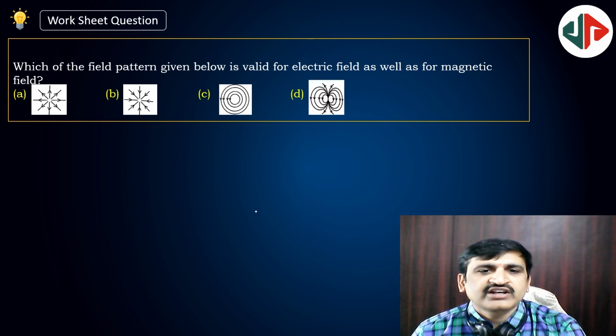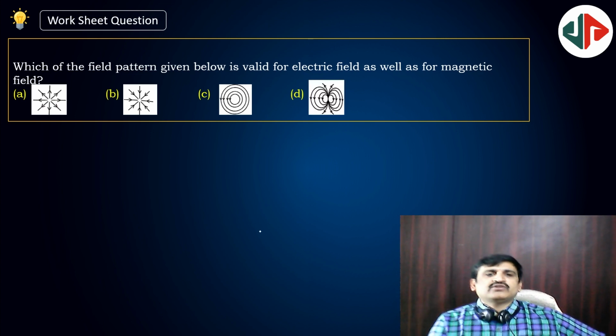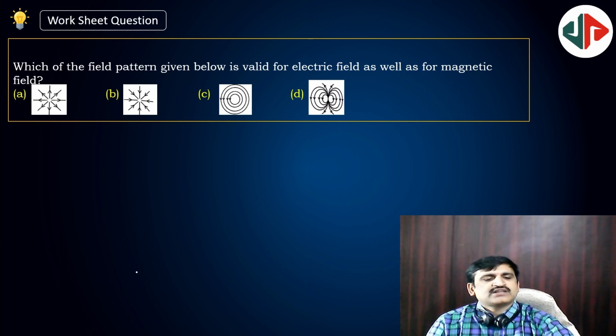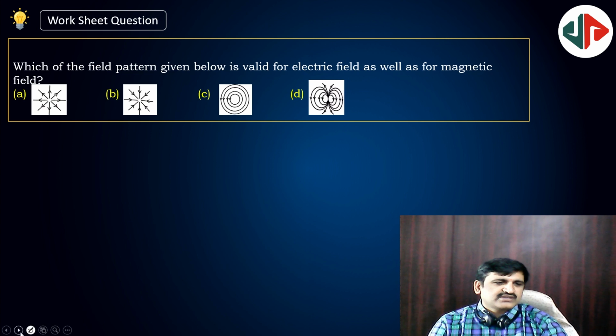Which of the field patterns given below is valid for electric field as well as for magnetic field? Both. Emerging, converging, loops. Loops are possible for both. That is a maximum possibility.